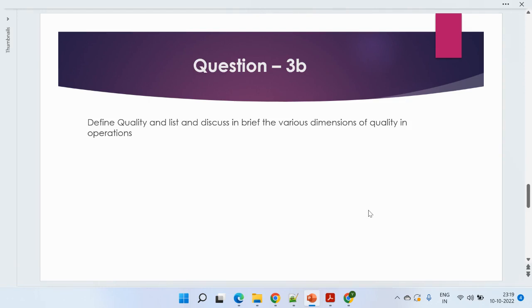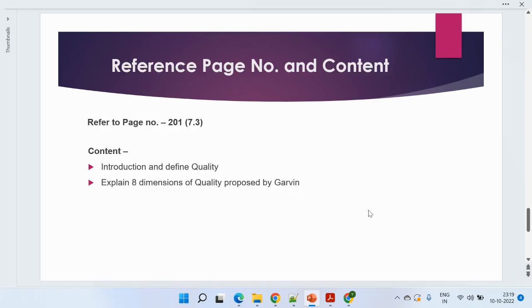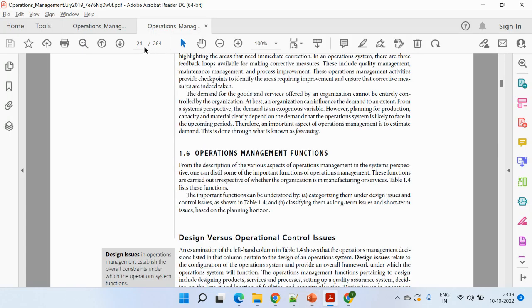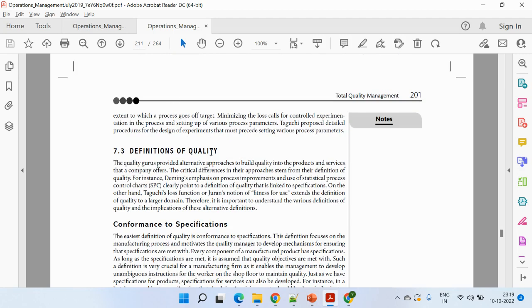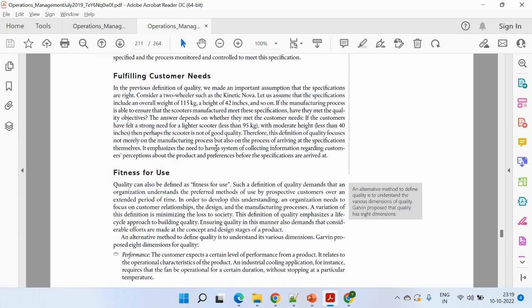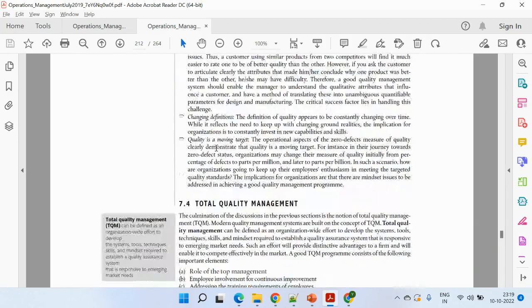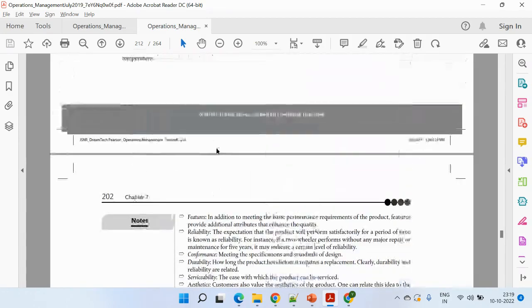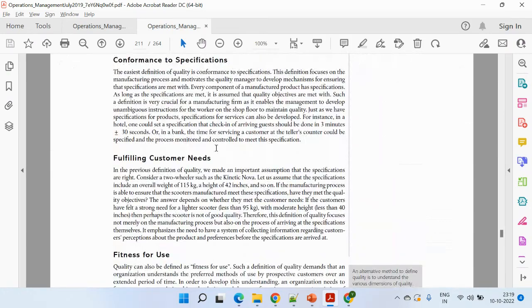Define quality and list and discuss in brief the various dimensions of quality in operations. It's a straightforward question. We need to go to page number 201, the introduction, and define quality and the 8 dimensions. So let's quickly see the definition of quality. Quality groups provide alternative approaches to build quality into products. There are multiple definitions of quality: conformance to specification, fulfilling customer needs, fitness for use. So these are all definitions based on these parameters.